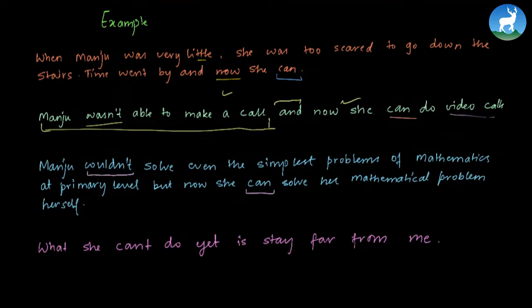And finally, what she can't do yet is stay far from me. So this is an inability that Manju has, that she cannot stay far away from Sharada. So here "can't" is showing inability, "couldn't" is showing inability, "wasn't able to" is showing another inability, and all the other modal verbs are showing the ability.